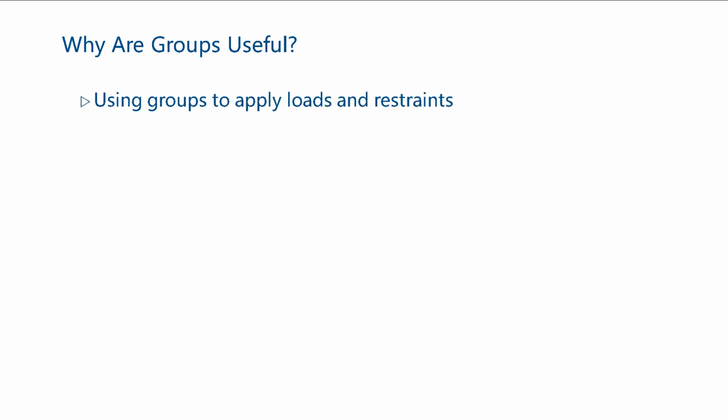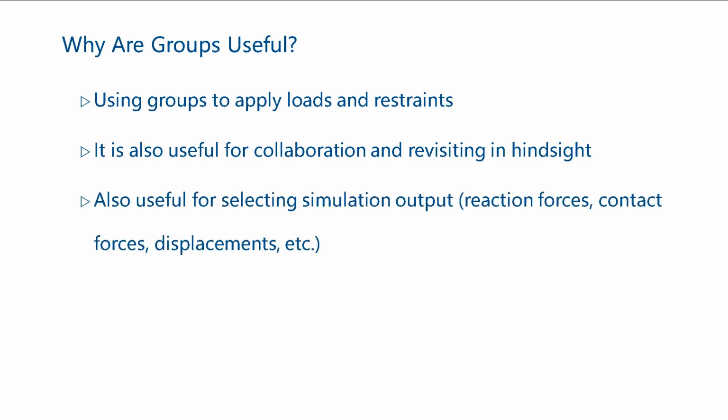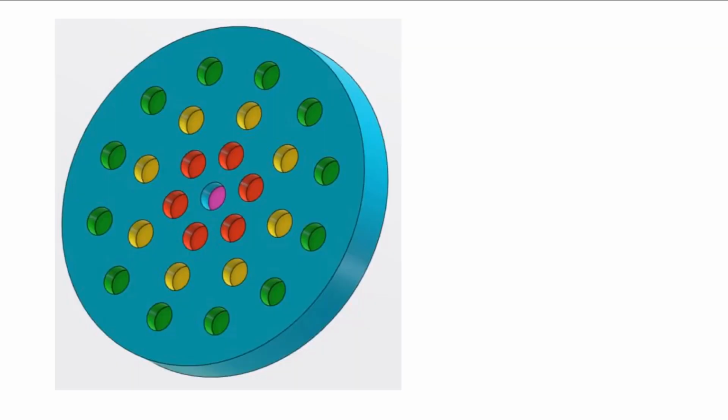We group regions of a finite element model for a number of reasons. As a new user, you will primarily create groups to apply loads or restraints. If you create groups with meaningful names, it will help you collaborate with others, and it makes it easy to review your models. Groups are useful for enabling the selection of simulation output. Some of these outputs could include reaction forces, contact forces, and/or displacements.